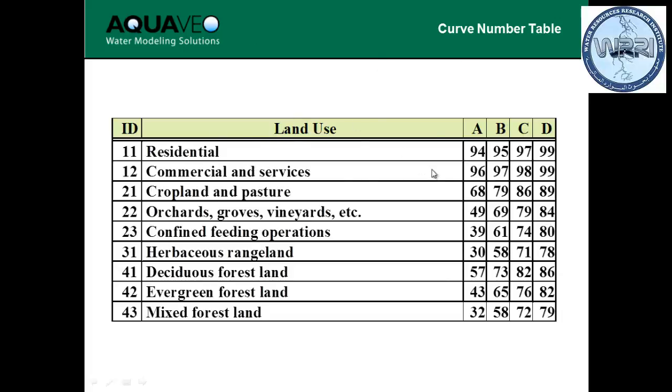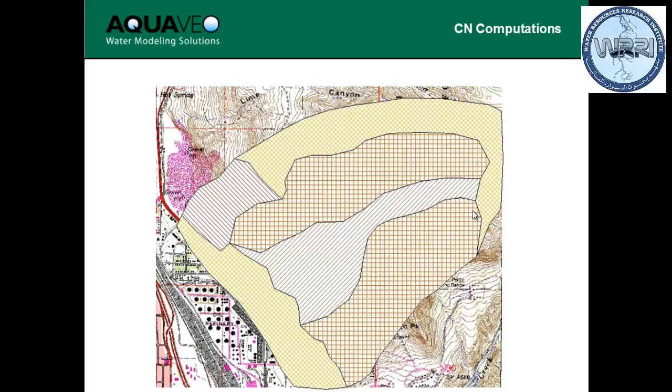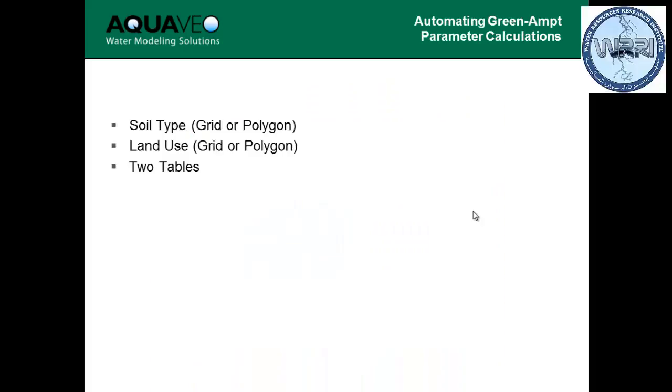So you have different land uses, and then for each land use you have a curve number for soil type A, B, C, and D. So remember, D is kind of clay soils, A is the sand and gravelly soils, so high infiltration rates. And you have to have curve numbers for each of those soil types for each land use. If you have a land use coverage, a drainage coverage, and a soil type coverage, and then those two tables, then WMS will compute a composite curve number for each of your subbasins. So that's a composite curve number.